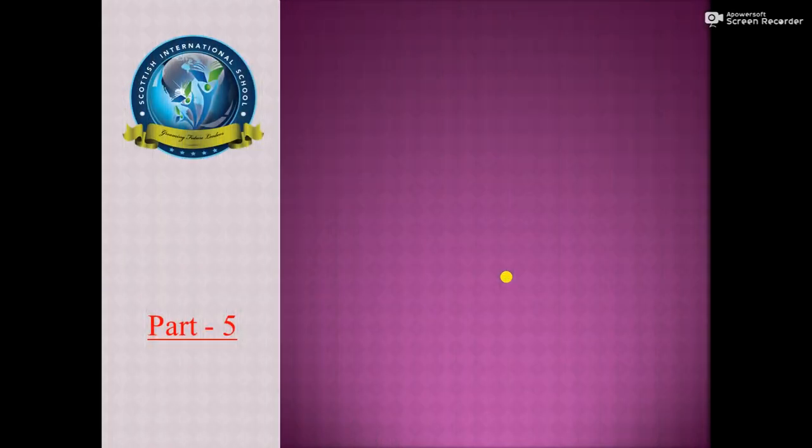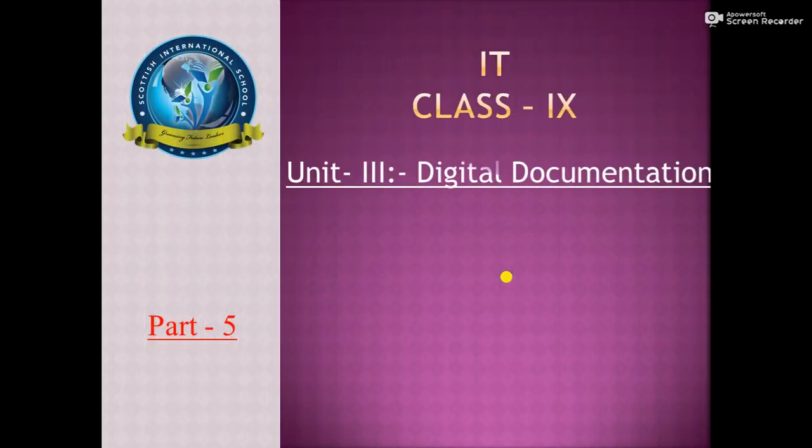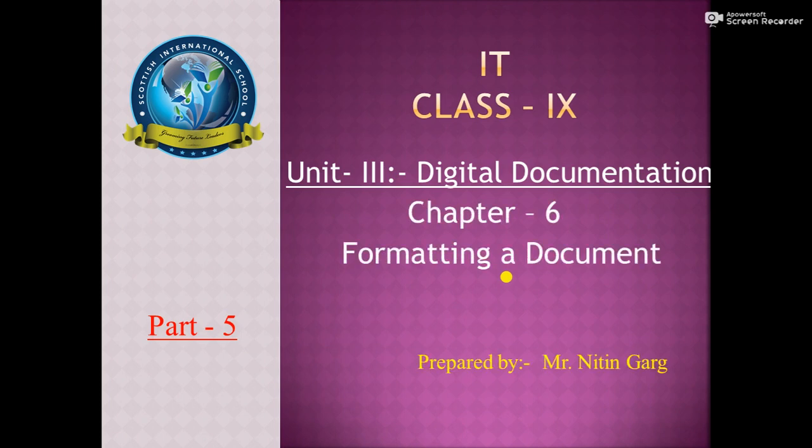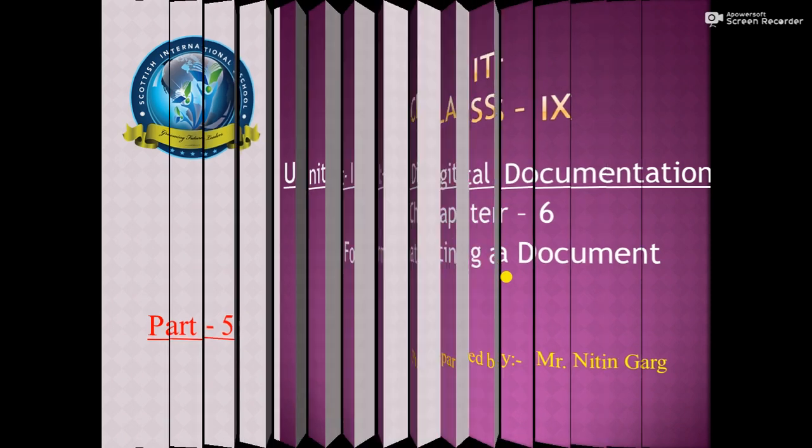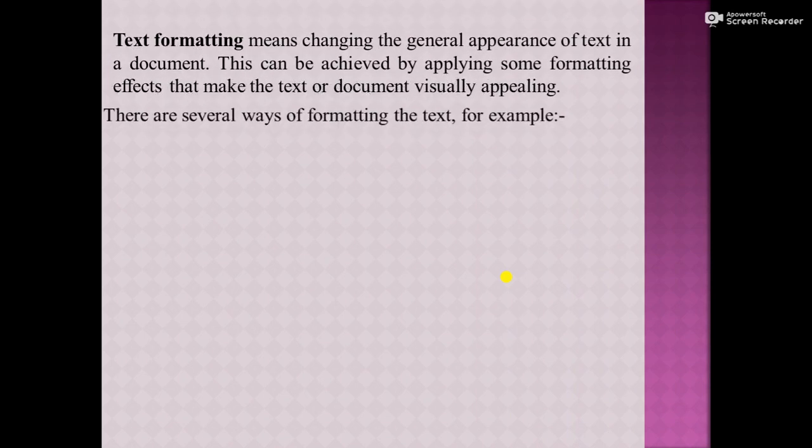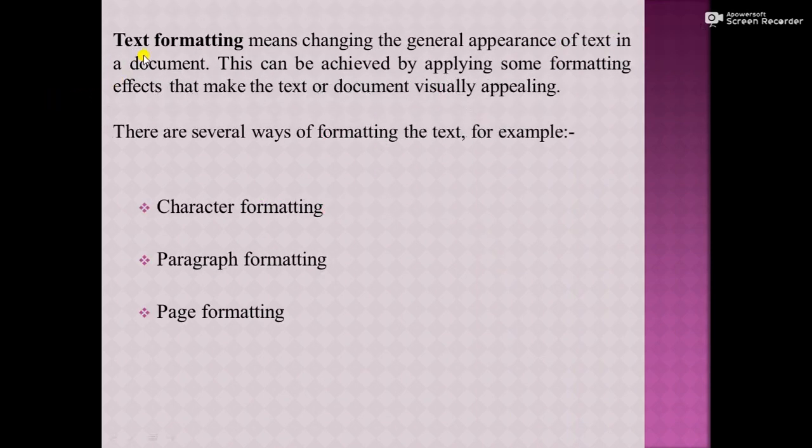Students, today I am going to start the new chapter, chapter number 6 of Unit 3, Formatting a Document. Students, now the first question that arises is, what is formatting, or what is text formatting? Text formatting means changing the general appearance of text in a document. This can be achieved by applying some formatting effects that make the text or document visually appealing.